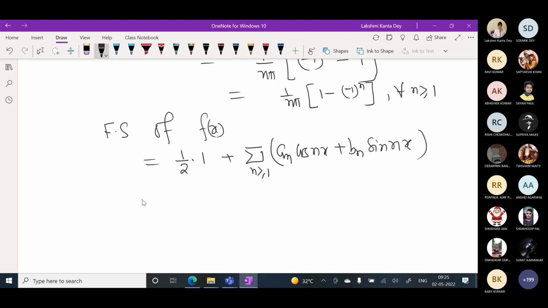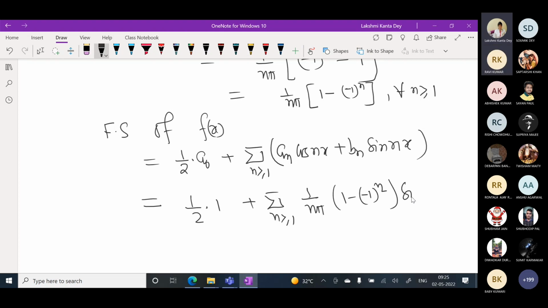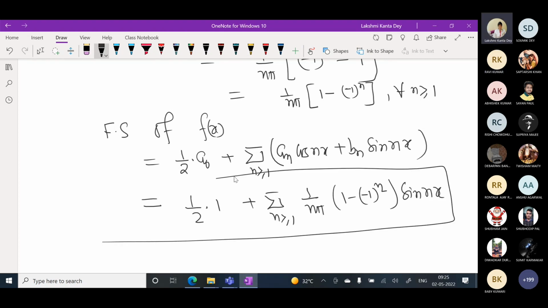Yes, sir. So this is okay. Should I write it as a naught? So half into 1 plus summation n greater or equal to 1. Here an is equal to 0. So bn equal to 1 by n pi times 1 minus (minus 1) to the power n, times sin nx. Okay, so this is basically your Fourier series.